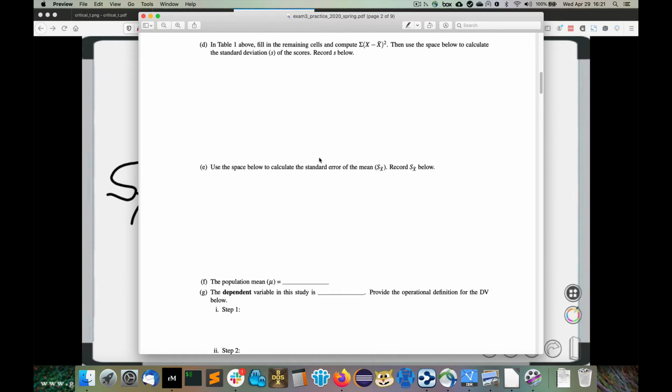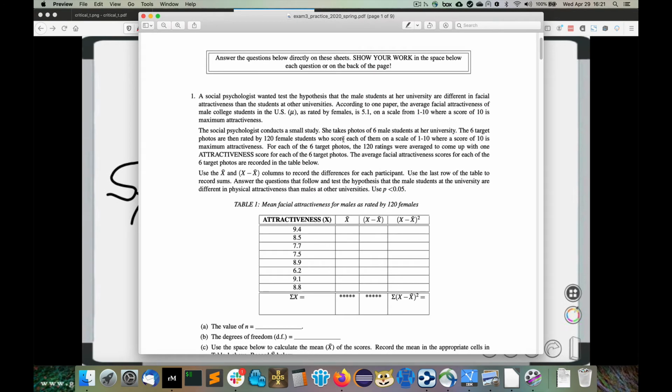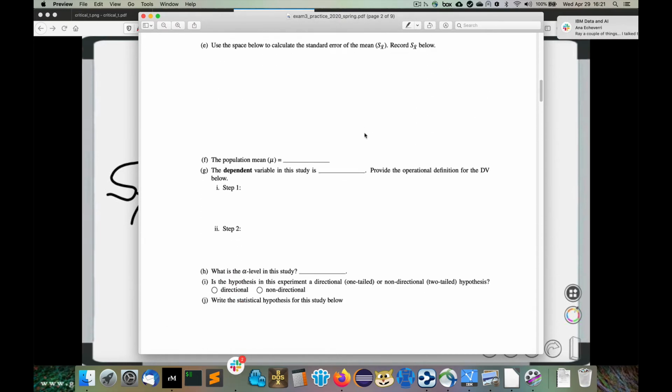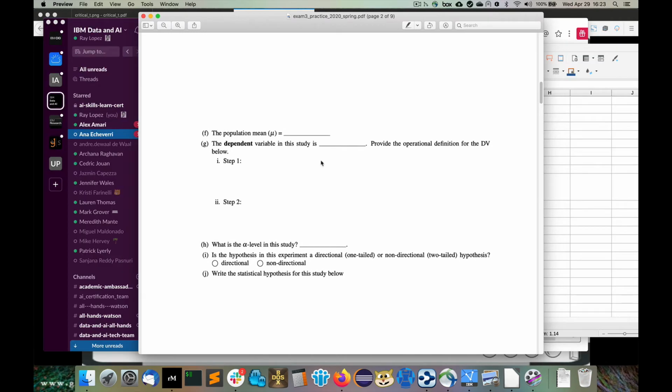For F, that's the population mean, mu. So you go back to your problem. Right here. According to one paper, the average facial attractiveness of male college students in the U.S. as rated by females is 5.1. So mu is 5.1 in this problem. So the mu is equal to 5.1.